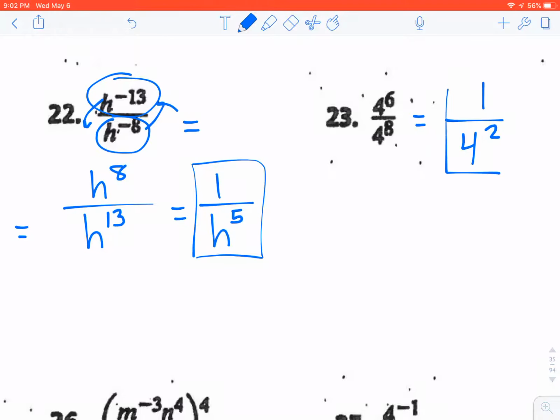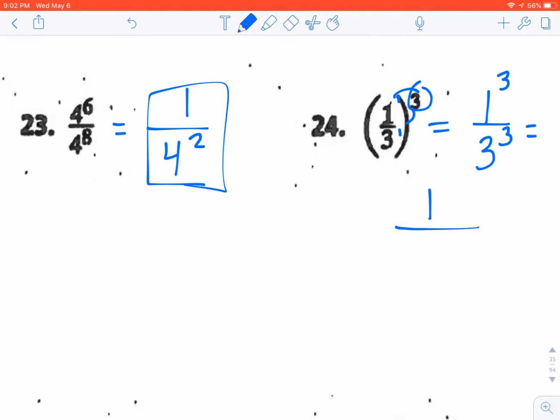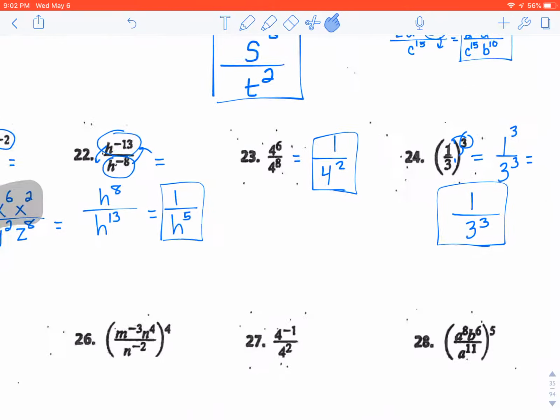Okay, 24. You could have 2 different answers for this one. Once you put your exponent of 1 above each of them, remember you're distributing the exponent of 3. So 1 to the 3rd over 3 to the 3rd. If you left it like that, that's fine. But really that 1 to the 3rd reduces to 1 because 1 times 1 times 1 is 1. And we're just going to rewrite the 3 to the 3rd. So either answer is fine for 24.